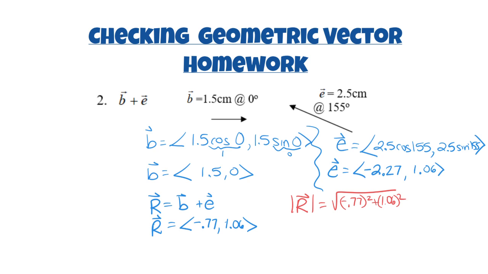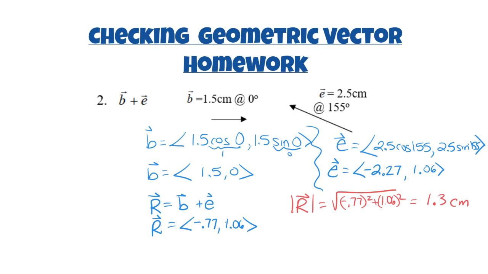Then after you've square rooted it, you should get 1.3. And I actually remember that from when we did it. It ends up being 1.3, and that would be centimeters. Now, the next thing you have to do is find the theta. What is the direction angle of the resultant?